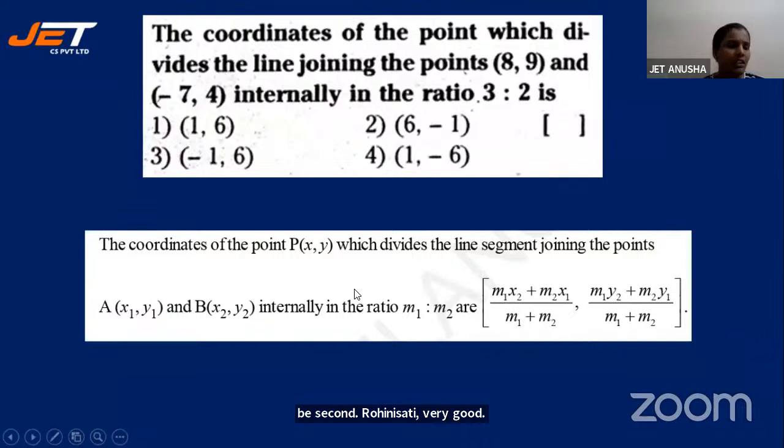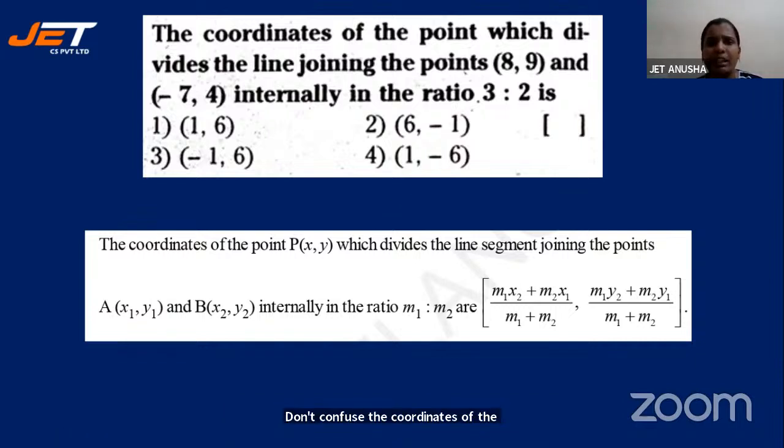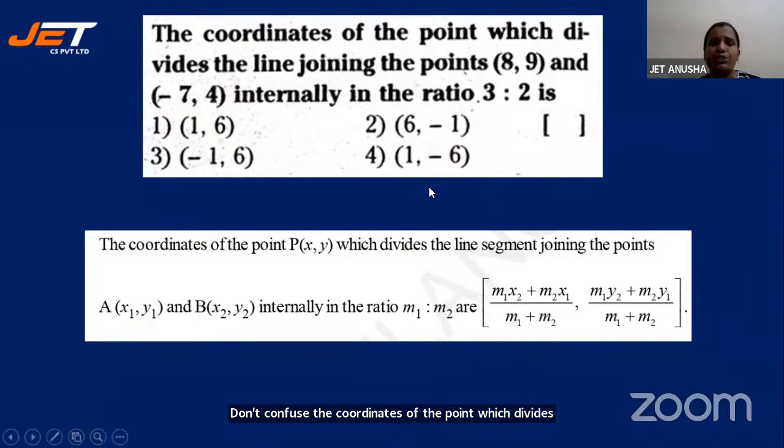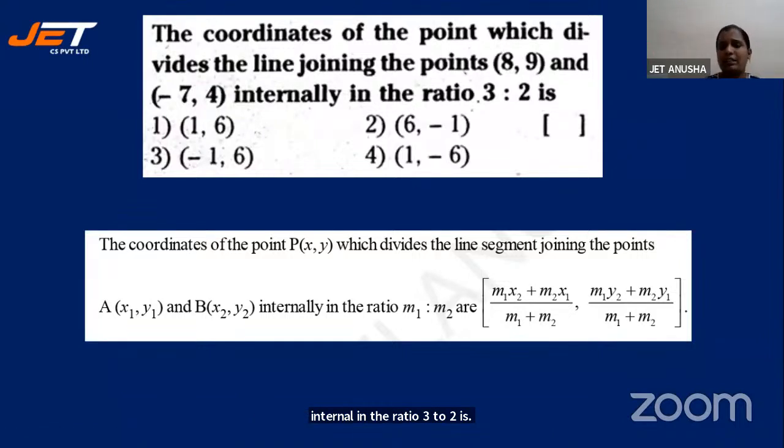So here we have the same formula you need to use. Please don't confuse. The coordinates of the point which divides the line joining the points (8, 9) and (-7, 4) internally in the ratio 3:2 is (1, 6), (6, -1), (-1, 6) and (1, -6). So let's see who will give me the correct answer.